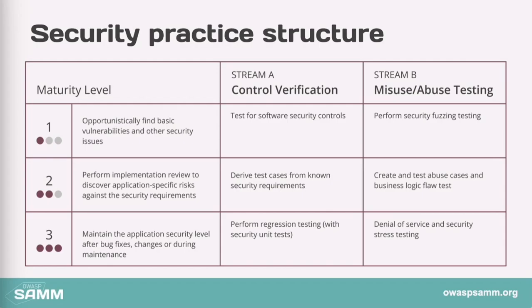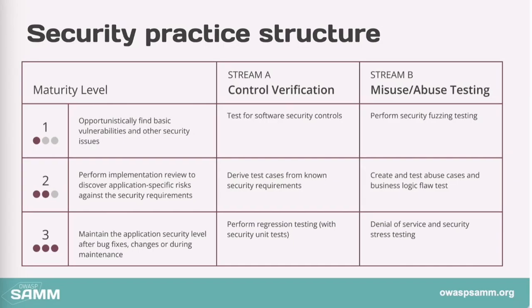For each practice, we also have 2 streams, and each stream represents a logically coherent topic within this security practice. Stream A in this case would be the happy flow of events. Think of positive tests. Stream B would be the attacker mindset. Think of negative tests. Now, each stream provides a security activity per maturity level that represents the most fine-grained security task. Let us have a look at the full picture when it comes to this security practice.